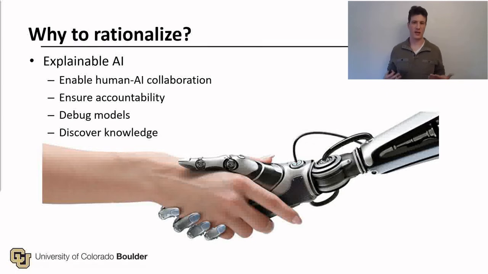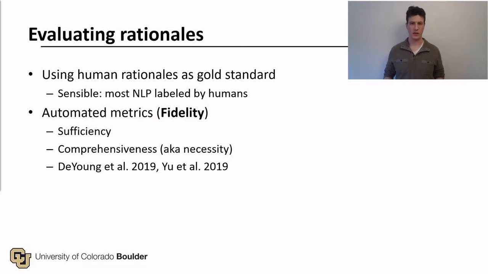Rationales are an explainable AI technique for text, and we are interested in them for the same reasons that we're generally interested in explainable AI, which include enabling human-AI collaboration, ensuring model accountability, making debugging models easier, and discovering new knowledge. Now, given a model trained to rationalize its decisions, a very important question is, how do we evaluate the generated rationales? The most common ways of doing this are 1, comparing them to gold standard human rationales, and 2, automated metrics which don't use any kind of external standard.